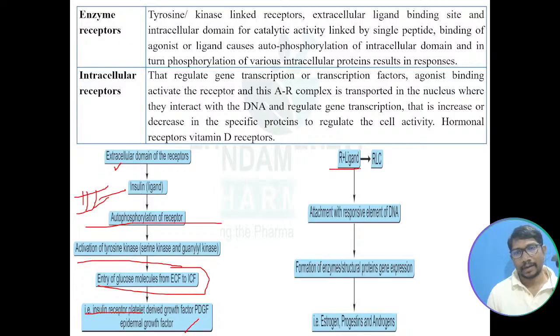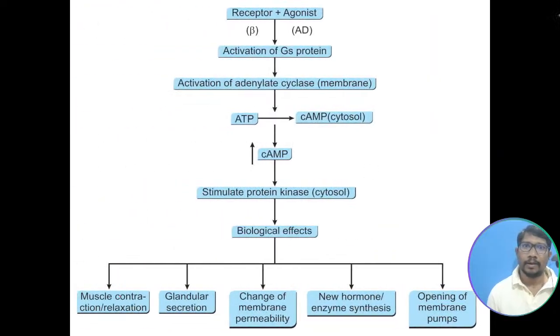Receptor and ligand, agonist and receptor, will form a receptor complex. So attachment of this to the responsive DNA, then formation of enzymes, protein or gene expression. Examples: estrogen, progesterone, androgens. That means hormones act via type 4 receptors.